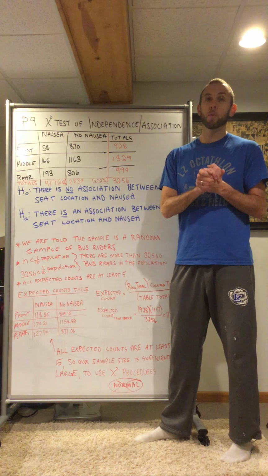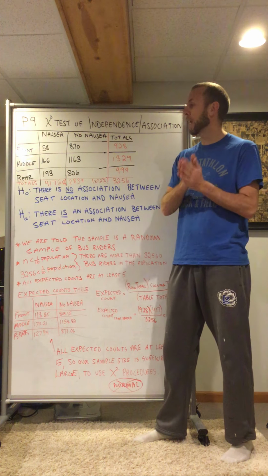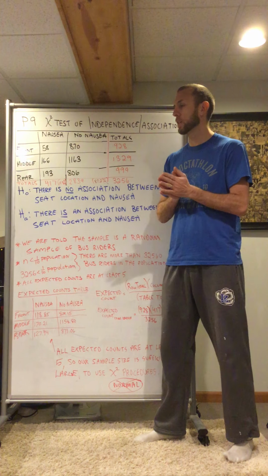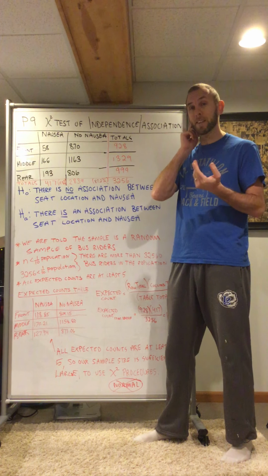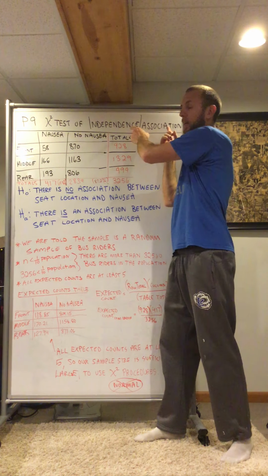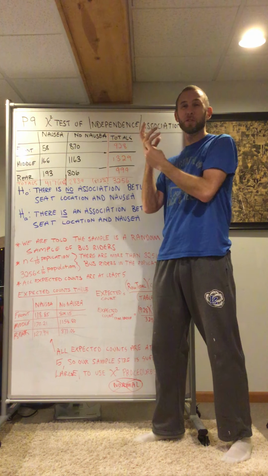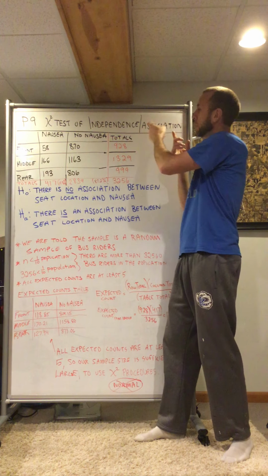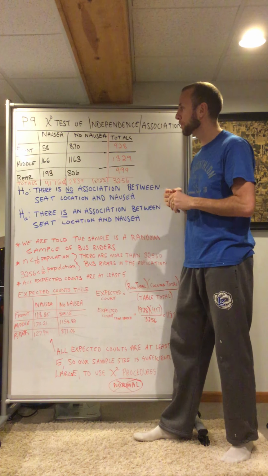So, when you see this problem, especially that last sentence, can you conclude there is an association between seat location and nausea? That's the clue that this is a chi-square test of independence or association. Those are synonymous. Sometimes you'll see it written with the phrase independence, sometimes with the phrase association, but it means the same thing.